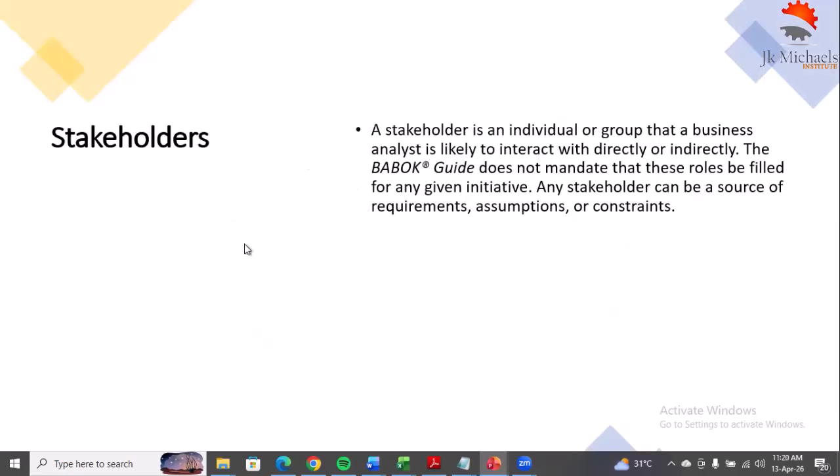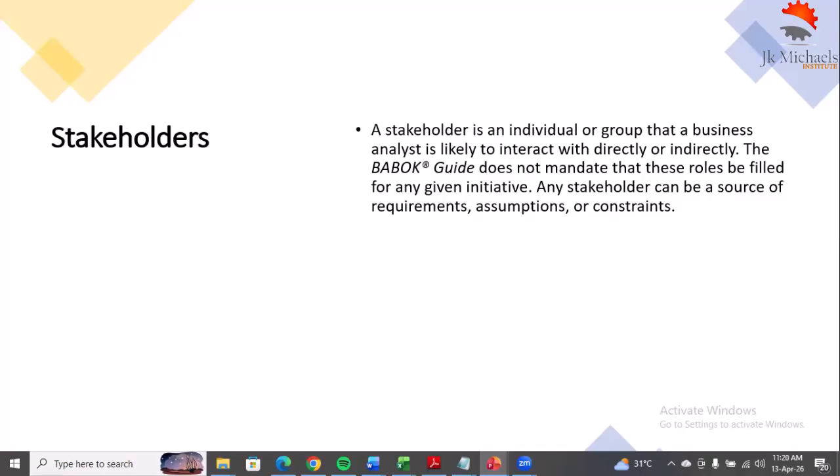And then we have stakeholders. The stakeholder is an individual or a group that interacts with the solution, or the BA will interact with directly or indirectly. The most popular definition of a stakeholder is that the stakeholder is someone that is involved in the change, that influences the change, that affects the change, or can be affected by the change. It considers him or herself to be affected by the change.